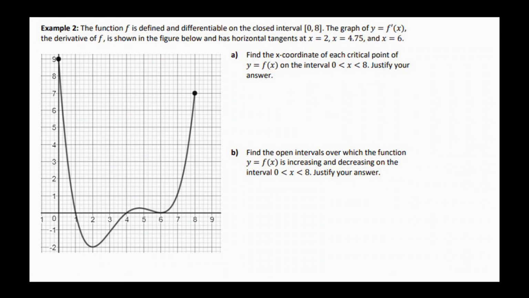Dots are included. The graph of f prime, so this is a derivative graph, right? There's horizontal tangents at x equals 2, 4.75, and 6. So they actually tell us where the horizontal tangents are here, okay? Which means slope is 0. That's going to help us in one of the problems. Not yet, but it'll help us.